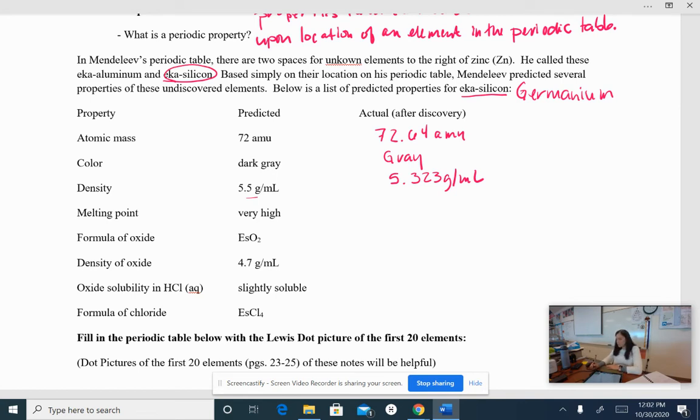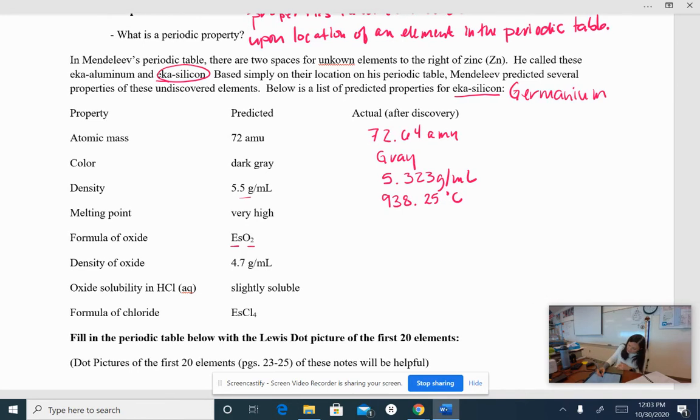Melting point, he said, would be very high, and it is very high. The melting point for germanium is 938.25 degrees Celsius. That's about 1,200 degrees Fahrenheit for those of us who do Fahrenheit. The formula with binding with oxygen, he said for every eka silicon, we would have 2 oxygens. What do we find with germanium when it binds with oxygen? We find exactly that. We have 1 germanium and we have 2 oxygens.